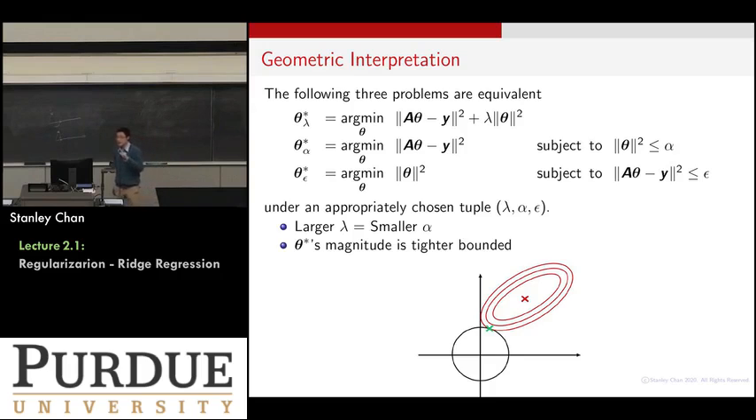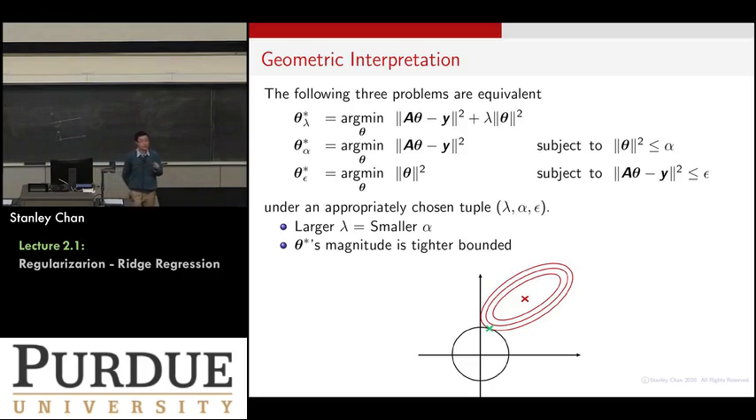The second optimization I'm showing you here is to minimize the data function subject to the constraint that your 2 norm square, your regularization, is upper bounded by some constant alpha. Okay? And then the third problem is that you minimize the norm of the regularization, okay? And then you put a constraint that your data term has to be upper bounded by epsilon. It turns out that all these problems are equivalent. How can that be possible? Well, it is possible when you have chosen the correct tuple of lambda, alpha, and epsilon.